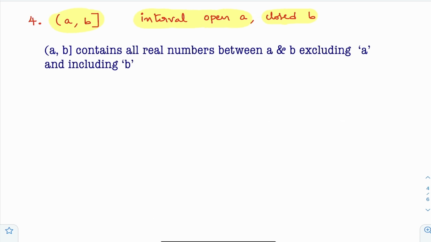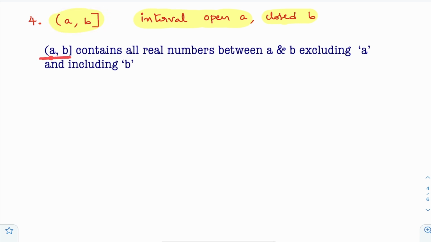Now see this fourth one. What is this fourth one? How do you read it? Now you are able to read this. See a bracket here. The interval open A, comma closed B. This is the interval open A, closed B.